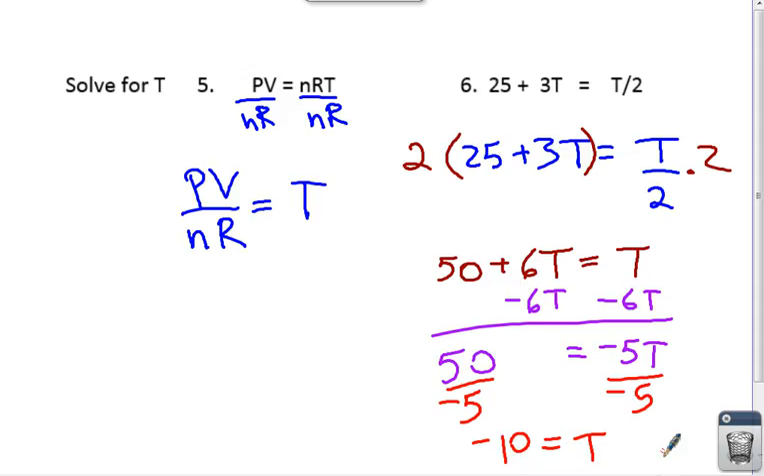If we were not certain we did this correctly, we could come back up here and plug it in and make sure it works. 25 plus 3 times negative 10 is equal to negative 10 divided by 2. Yes, yes it is. This would be negative 5 because it'd be negative 30 and 25. And this would be negative 5. So we did it correctly. T is in fact equal to negative 10. So that about wraps it up.